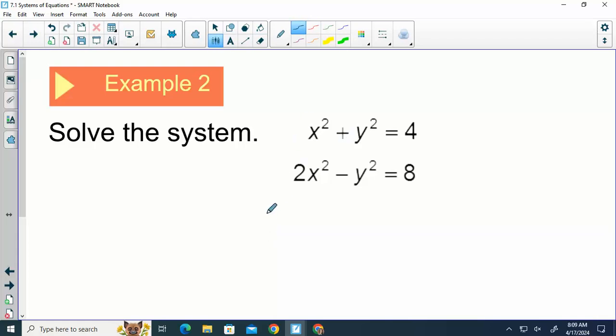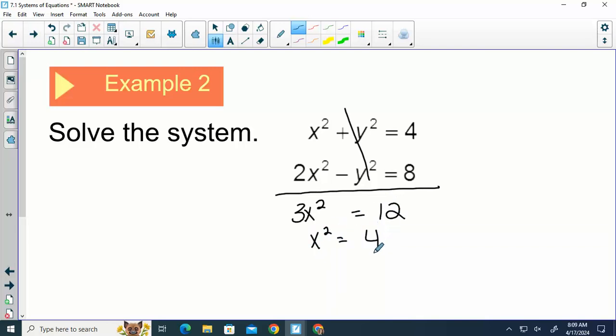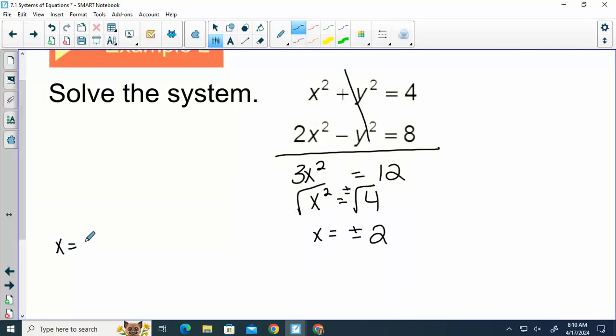So we just have to be prepared as we go through for multiple solutions here. But if I want to eliminate, it's pretty easy to eliminate the y squared already. If I just add these together, x squared plus 2x squared is 3x squared. Those cancel. Equals 12. Divide by 3. Then if we square root plus and minus, we get x to be positive and negative 2. So we have to put both of those back in.